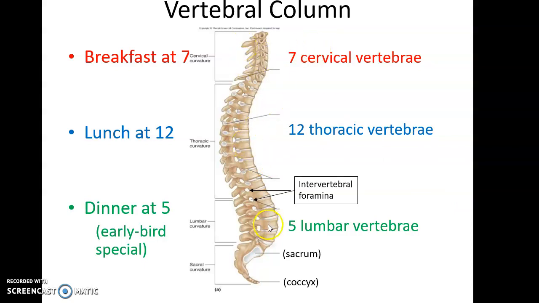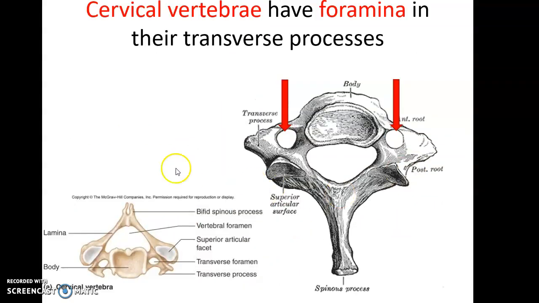Now to remember the numbers for these 3 categories of vertebra: breakfast is at 7, 7 cervical vertebrae; lunch is at 12, 12 thoracic vertebrae; dinner's at 5, 5 lumbar vertebrae. The cervical vertebrae all possess holes called transverse foramina. The transverse foramina are within the transverse processes of the cervical vertebrae.